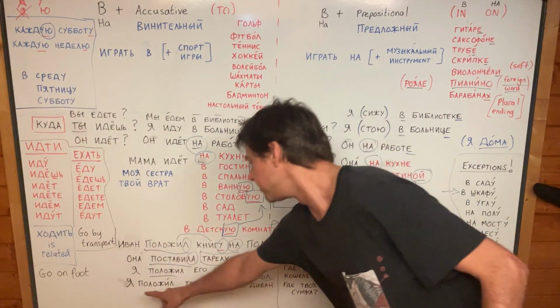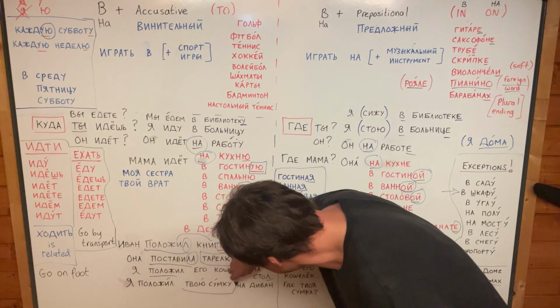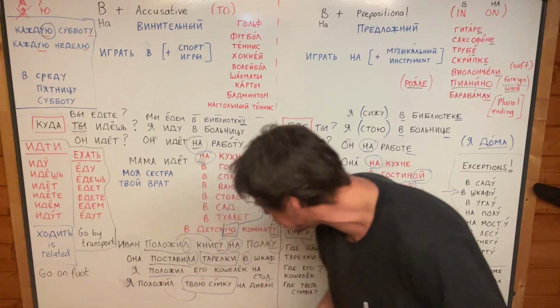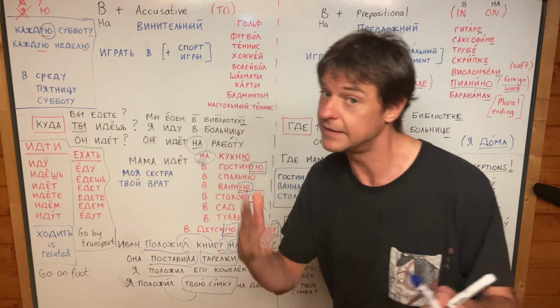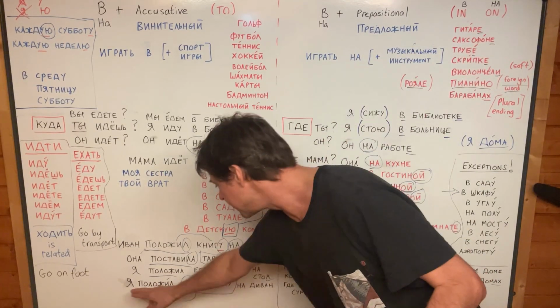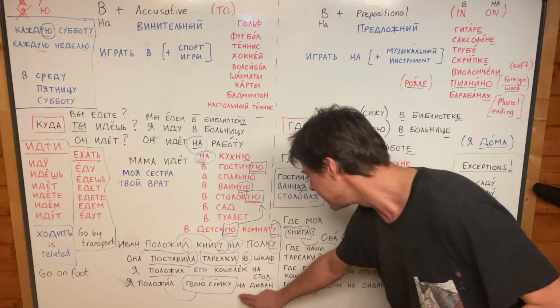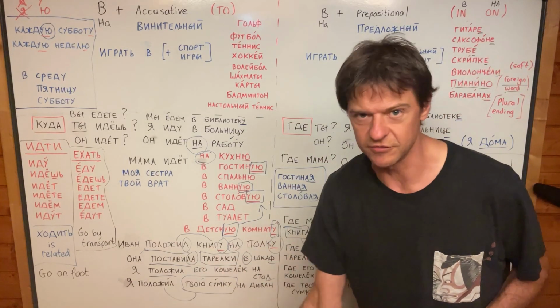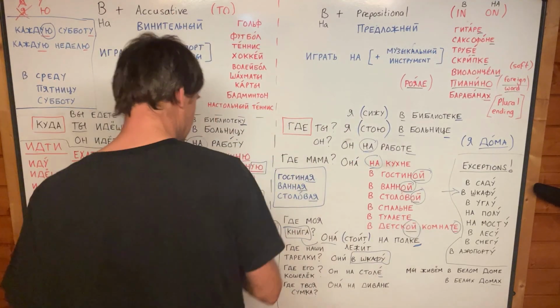And last example, я положил твою сумку. Notice that's in accusative because it's the object of положить, and sumka, bag, is feminine, yeah? Sumka, it ends with an a. So я положил твою сумку, your bag, in the accusative, на диван, on the sofa. Yeah, on the sofa. Divan is masculine, it doesn't change in the accusative.